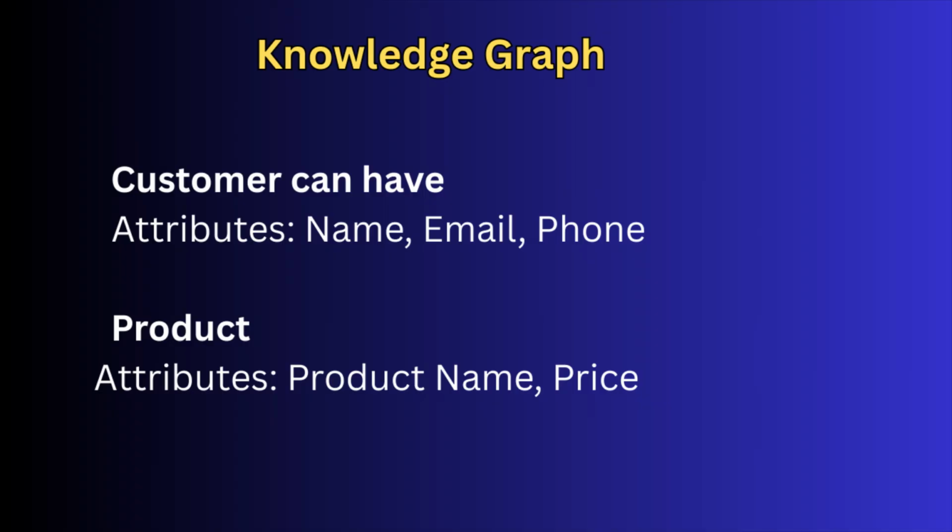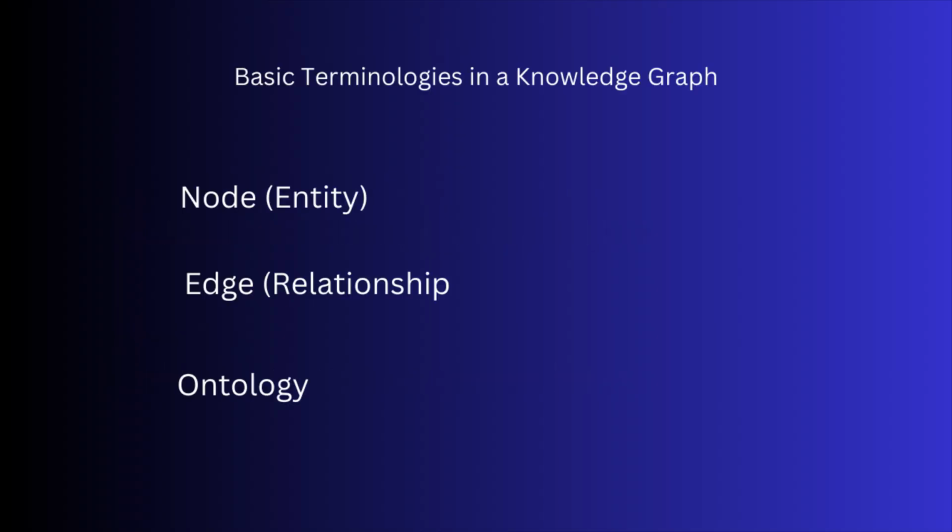Consider a knowledge graph for a business domain. An entity called customer can have attributes like name, email, phone number, etc. And another entity called product can have attributes like product name, price, etc. But the customer does not keep attributes like product name or price. Using ontology, we can define these rules and constraints. Basically, ontology is a standardization. Entities, relationship, ontology. These are the basic terms that we need to understand in a knowledge graph.